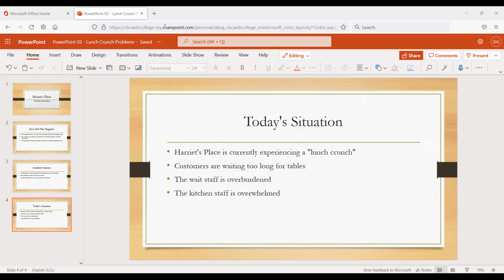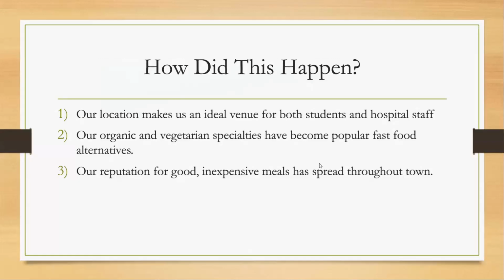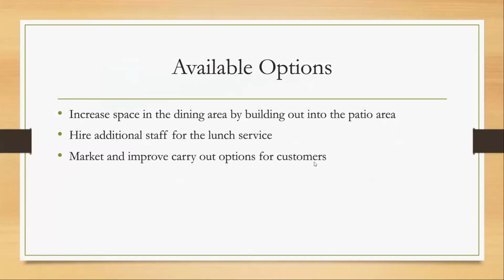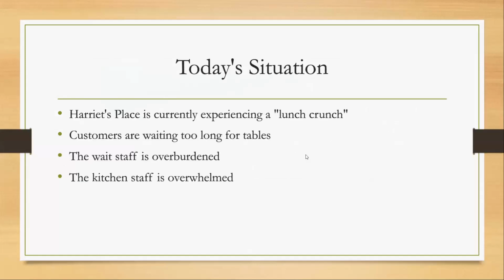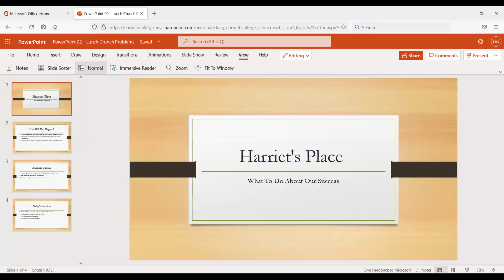So let's take a look at it, run the show. So I'm going to go to slideshow from the beginning. Okay, I already see one thing I want to do. I want to add a question mark to our success. So how did this happen? Available options. Today's situation. Good. All right. So as I look at it, I think I mentioned I need a question mark after our success. So I go to slide 1, click on the subtitle, put a question mark at the end, done.